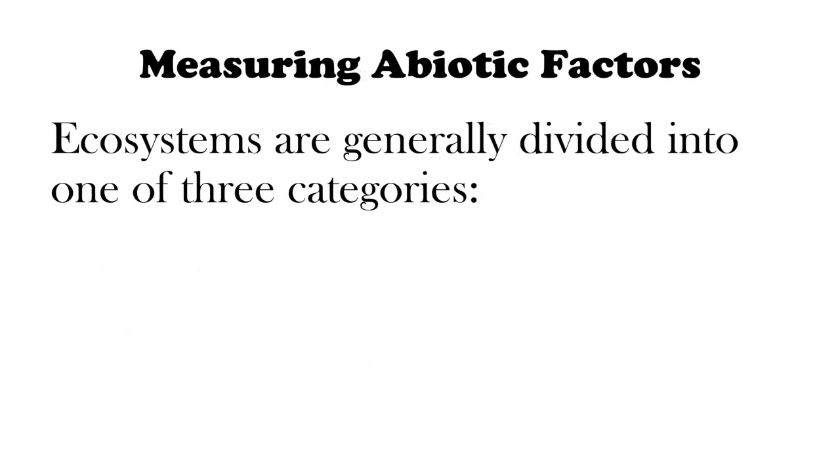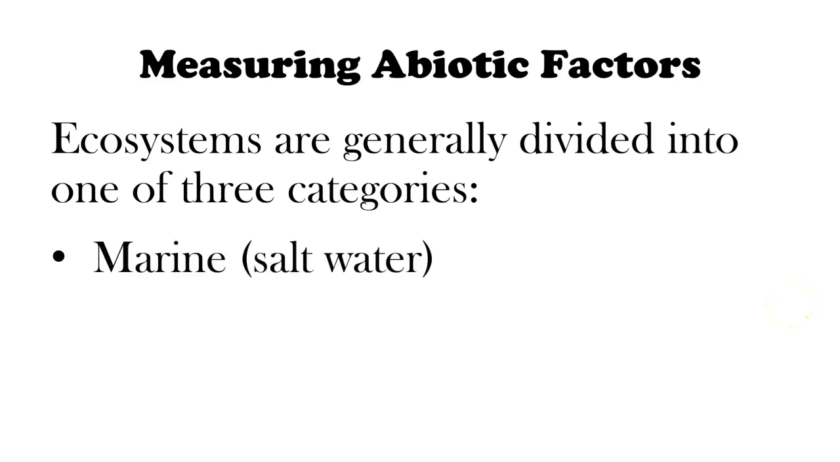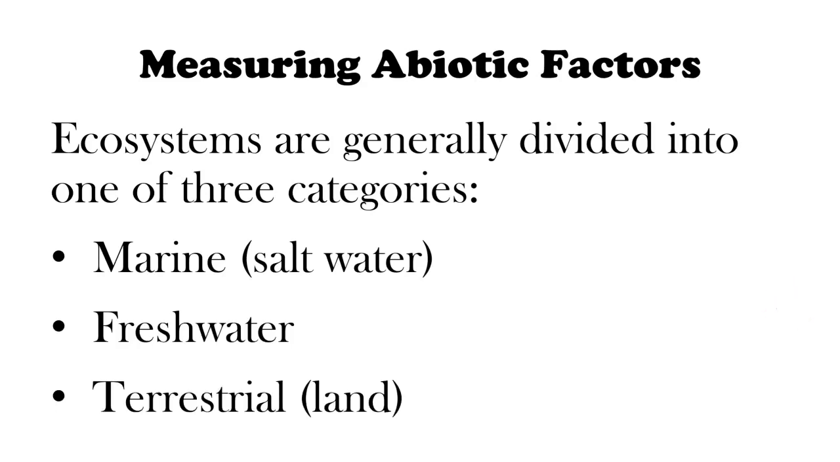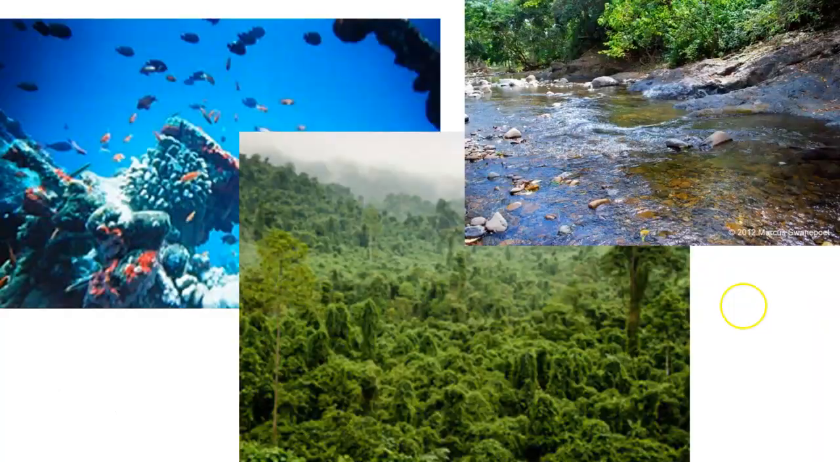So first we'll take a look at measuring abiotic factors in an ecosystem, and generally we divide ecosystems into 3 broad categories. We have the marine or saltwater category, the freshwater category, and the terrestrial or land category. And so here we've got some pictures to represent those categories. We have a marine here, we have a freshwater here, and we have a terrestrial category here.